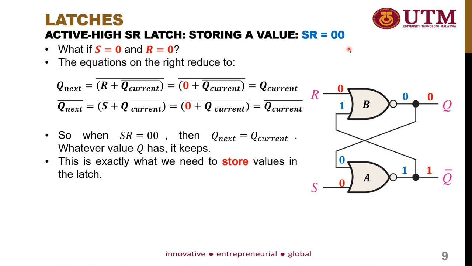Okay, so in this first state, when S and R equal 0, the first example showed when the current value of Q equals 1 and the current value of Q bar equals 0, and it shows that the latch has stored the value. In the second example, I showed you the current value of Q equals 0 and the current value of Q bar equals 1. And still, the latch stores the current values of Q and Q bar. So in conclusion, if you want your latch to store a value, you need to set S equals 0 and R equals 0 inside the active high SR latch.